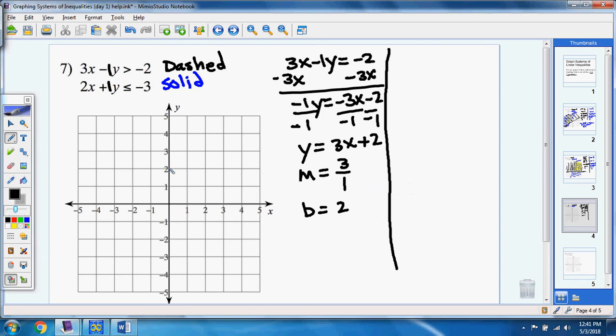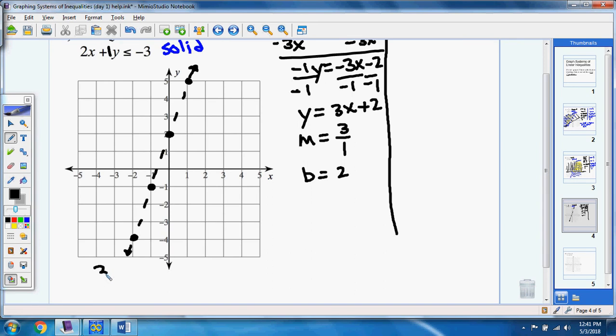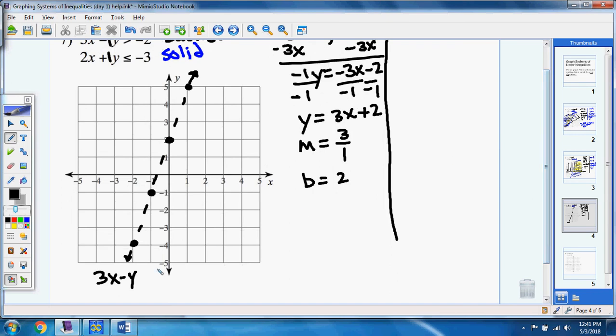So starting point again is at 2. I go up 1, 2, 3, right 1. Looks very similar. Down 1, 2, 3, left 1. And this is a dashed line again. You can label it on the original right now. 3x subtract y, and that's going to be greater than negative 2. With your highlighter, test the origin.